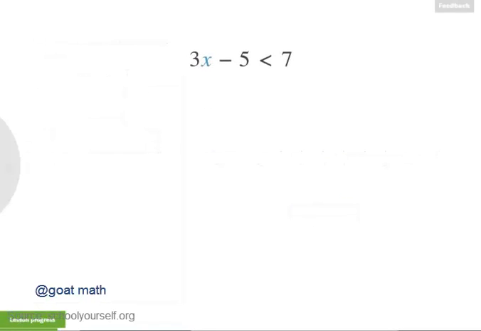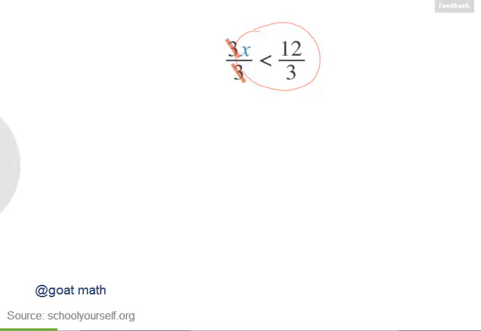Nicely done. Solving inequalities is just like solving equations. To solve this one, you can first add 5 to both sides. The 5's on the left cancel, so 3x is less than 7 plus 5, or 12. Next, we can divide both sides by 3, and the 3's cancel, which means x is less than 12 over 3, or 4. So all values of x less than 4 are solutions to the inequality.